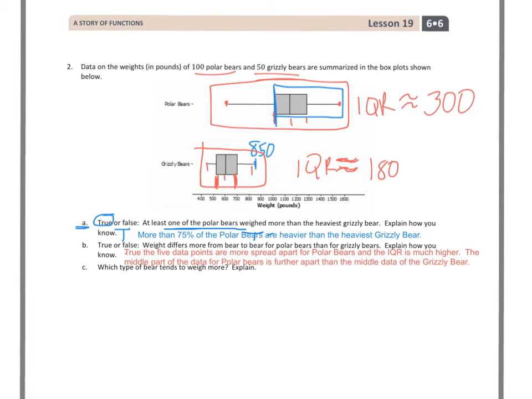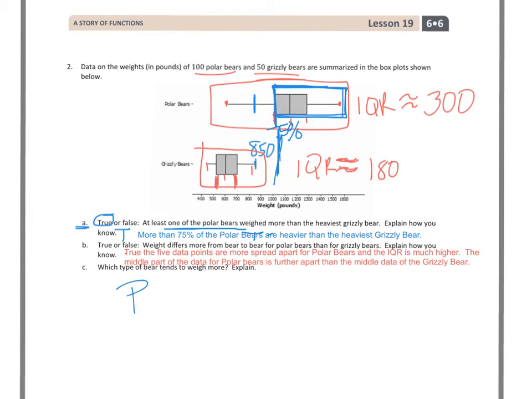Here is my 75% of the data for polar bears, and you can see that the 75% is higher than the heaviest grizzly bear. So here is about where the heaviest grizzly bear is. So more than 75% of the polar bears are heavier than the heaviest grizzly bear.